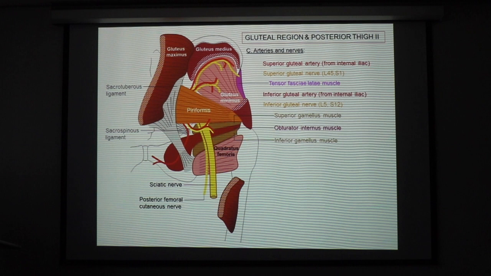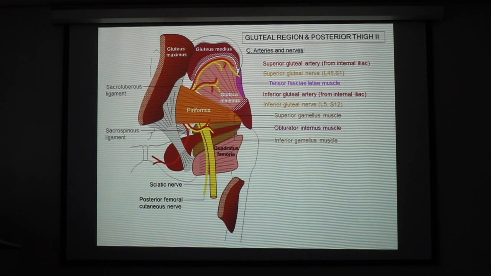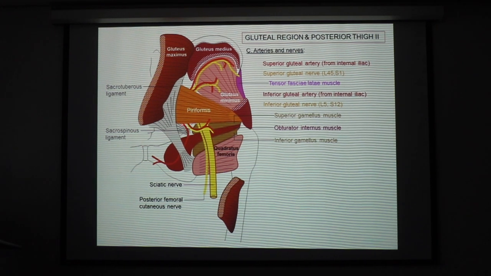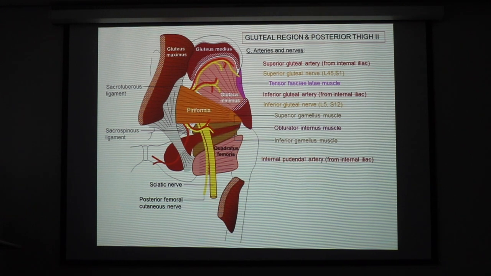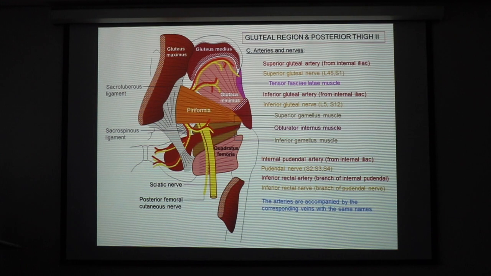Then you can see another artery here, which is the pudendal artery, which is coming out from the greater sciatic foramen and going into the lesser sciatic foramen to supply the perineum and the pelvis. You can also see the inferior rectal branches which are coming from the pudendal.